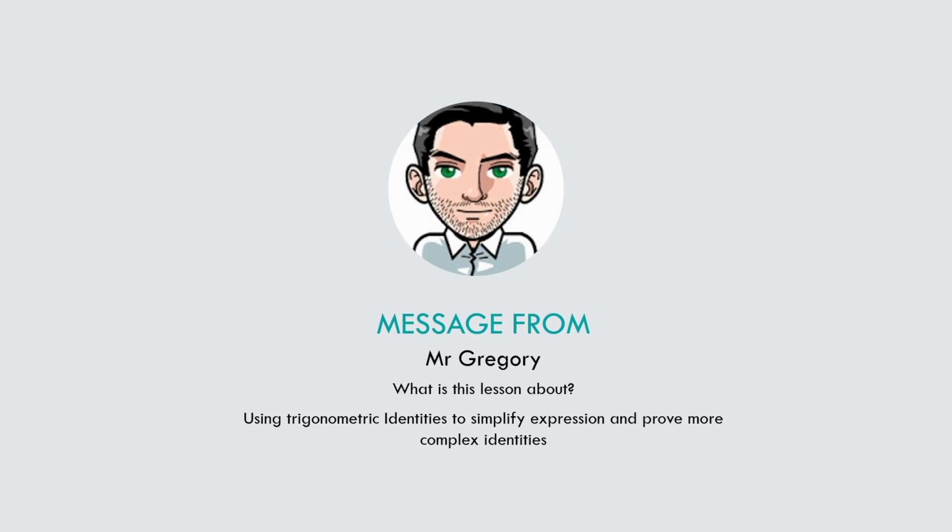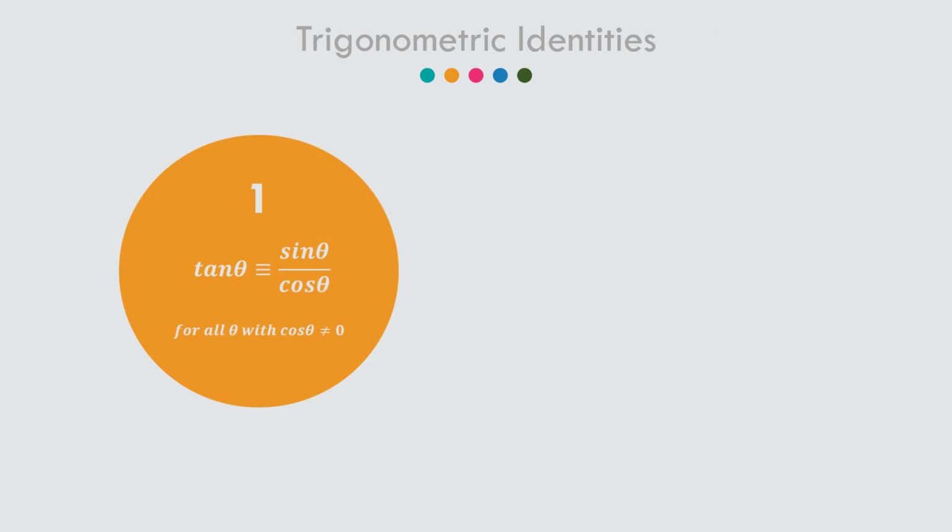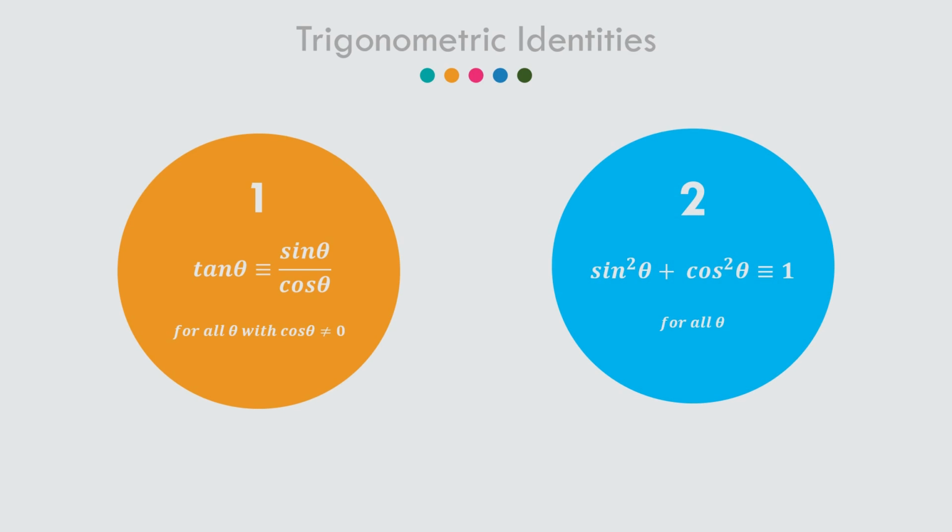Hello everybody. Today we're going to be looking at using trigonometric identities to simplify expressions and to prove more complex identities. We're going to be using the same trigonometric identities as we did in the previous lesson. Number 1, tan theta equals sine theta over cos theta. Number 2, sine squared theta plus cos squared theta equals 1.